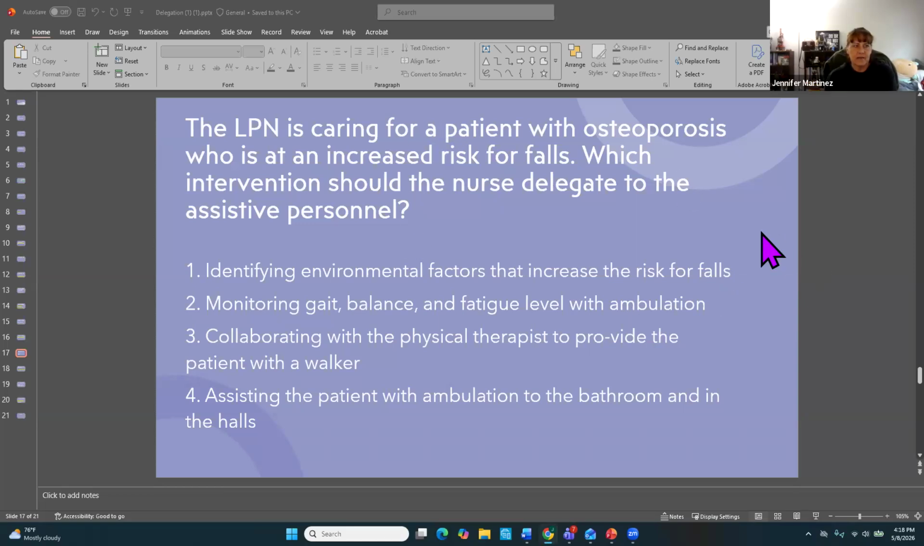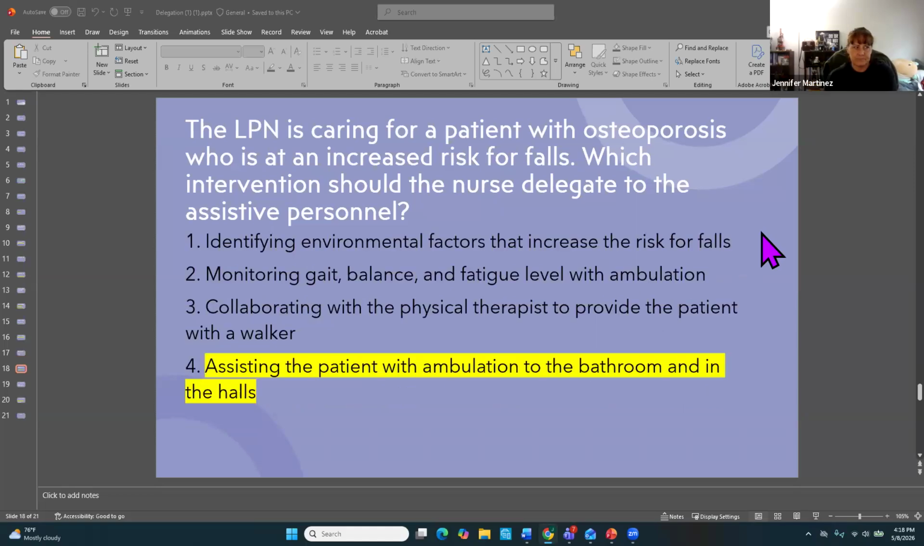All right. Bunch of 4s. Absolutely. So since they're at risk for falls, we want to make sure that we are assisting them with ambulation, right? So that we can maybe try to help prevent the falls from occurring.